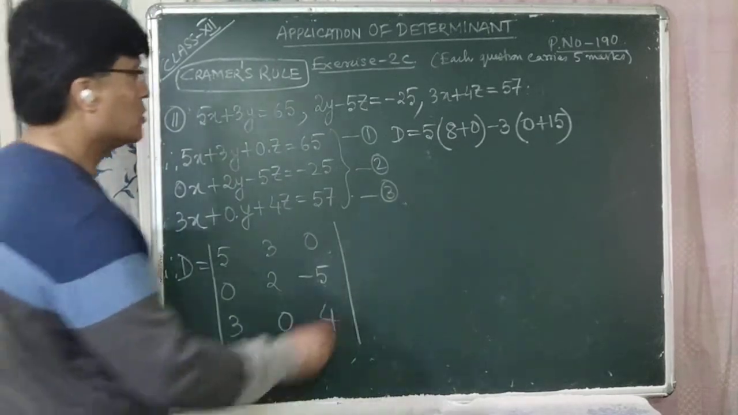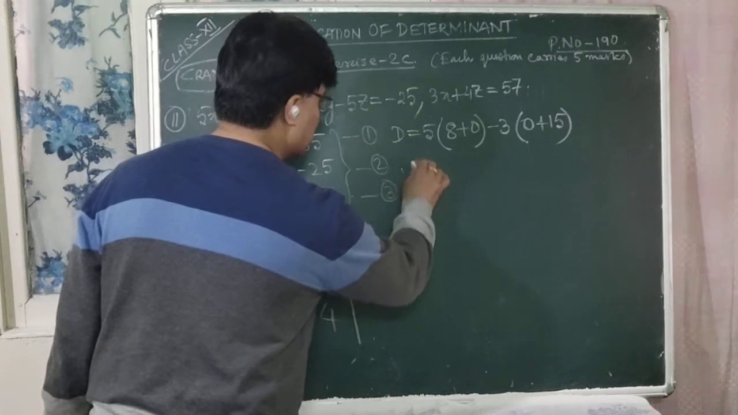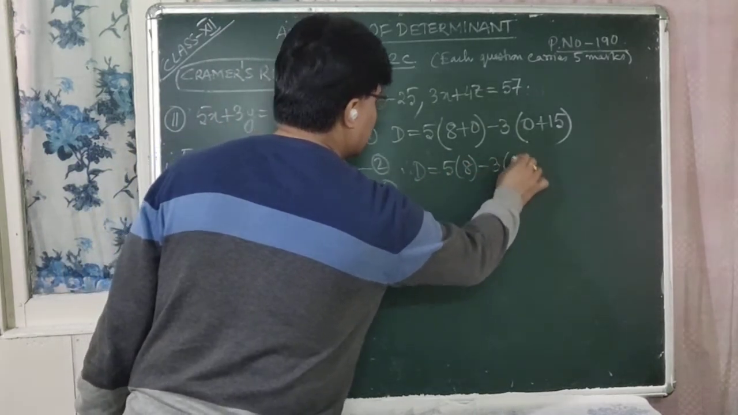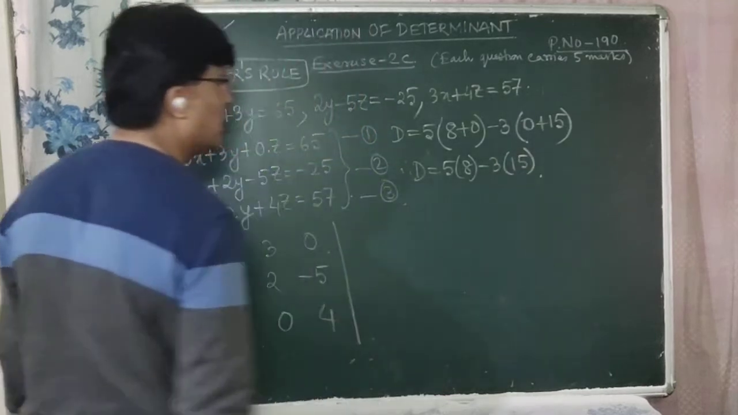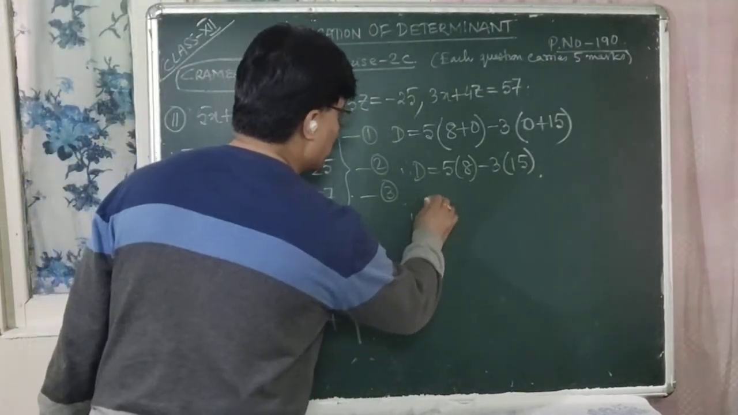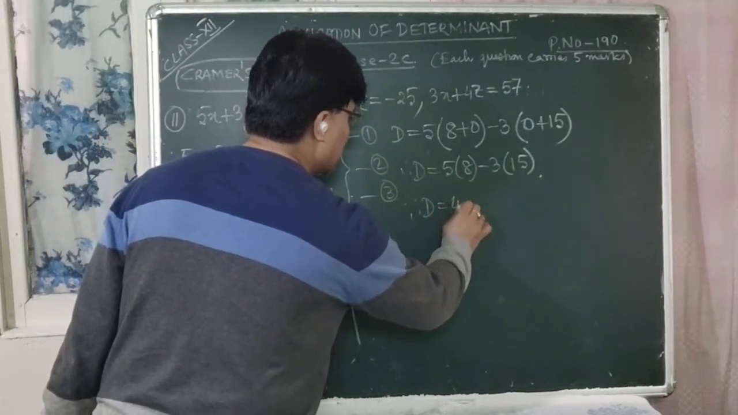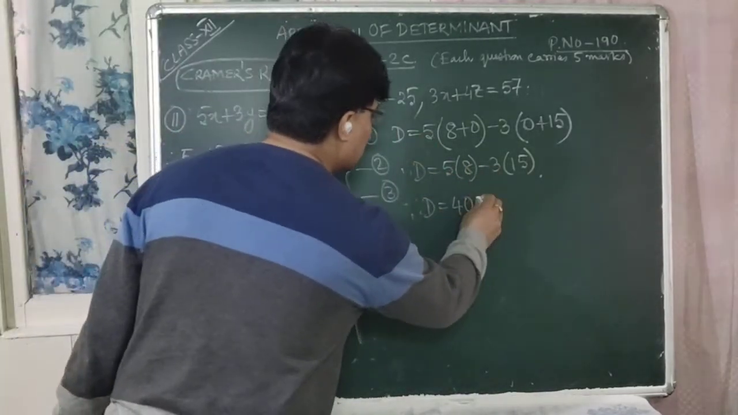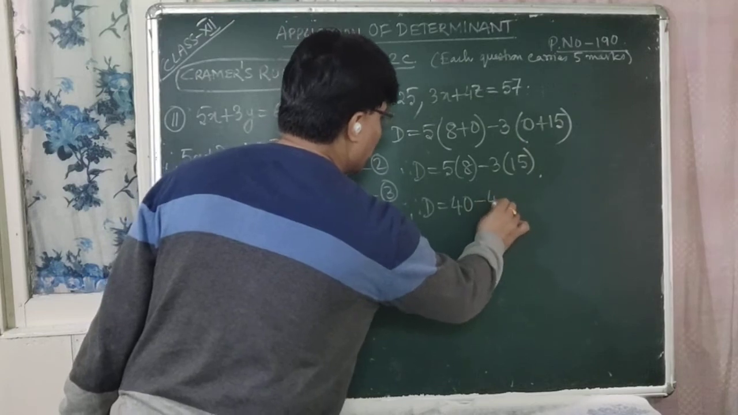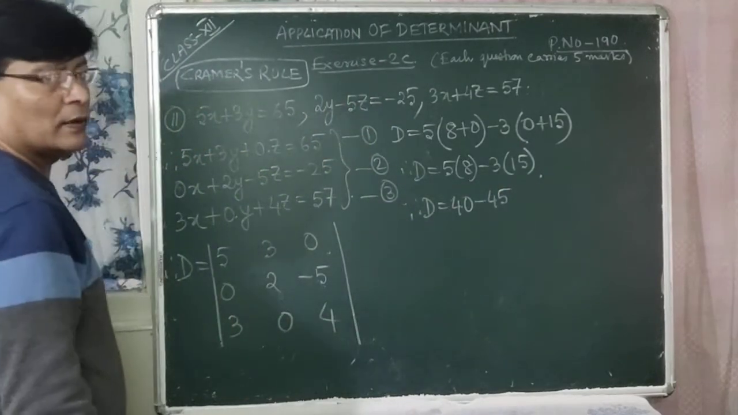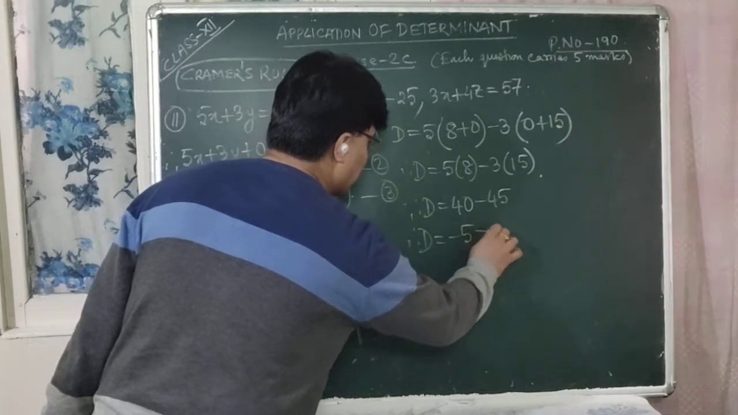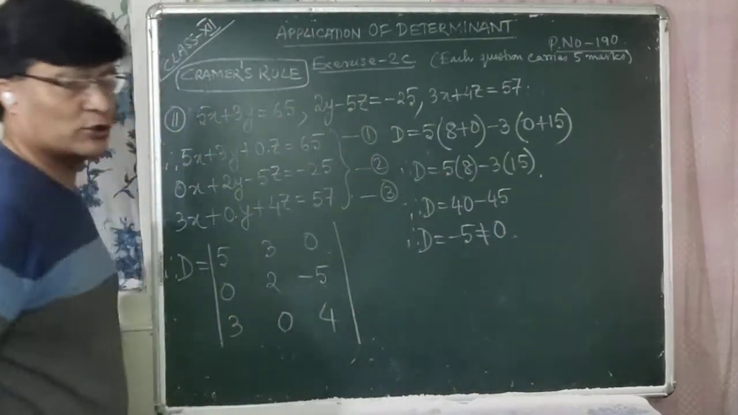So now let us simplify it. D is equal to 5 into 8 minus 3 into 15. Right? So D is equal to 5 8s are 40, isn't it? Then minus 15 3s are 45. So what is D equal to? This is minus 5. That is not equal to 0. It should not be equal to 0.